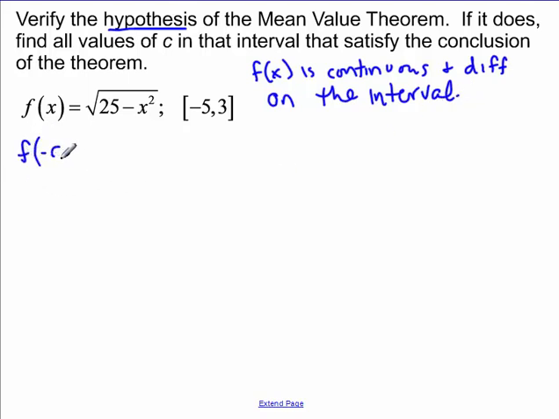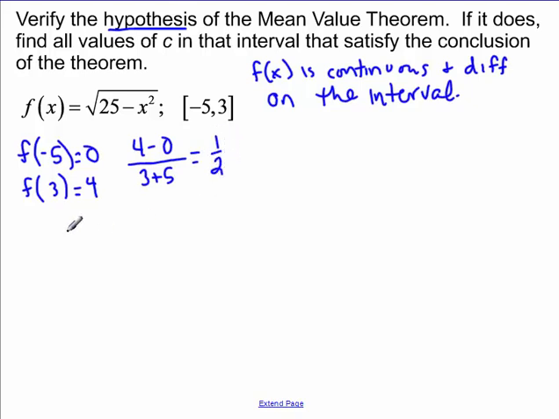So we have to find f of -5, which is 0, and f of 3, which ends up equaling 4. And you have to find a point where the derivative equals the slope of the secant line. So our slope is 4 minus 0 over 3 minus -5, and that's going to equal 1/2.